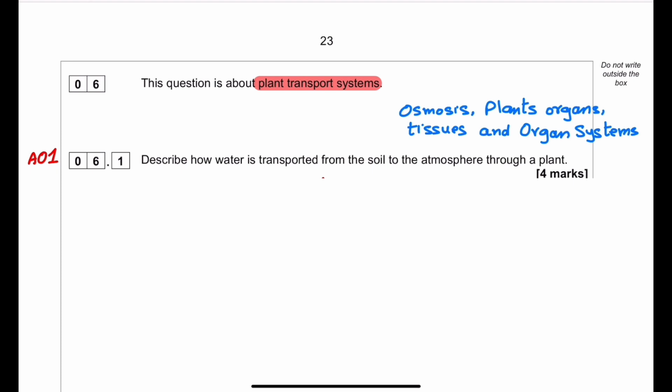The plant has root hairs, and the root hairs absorb the water from the soil through the process of osmosis. From there, the water is taken to the leaves through the hollow tubes, which are called xylem vessels or xylem tissues. The plant uses that water during photosynthesis, and the rest of the water is released into the air through tiny holes, which are called stomata, through the transpiration stream.